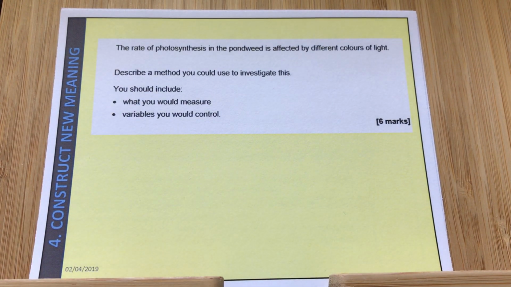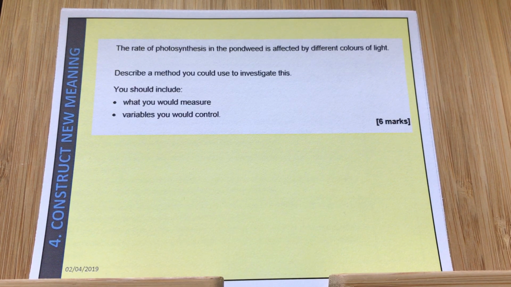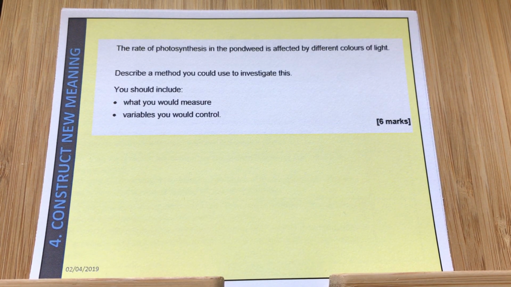The rate of photosynthesis in the pondweed is affected by different colours of light. So we're not doing distance of light now, we're not doing any of the other limiting factors, we are doing colours of light. Describe a method you could use to investigate this. You should include what you would measure and variables you would control.